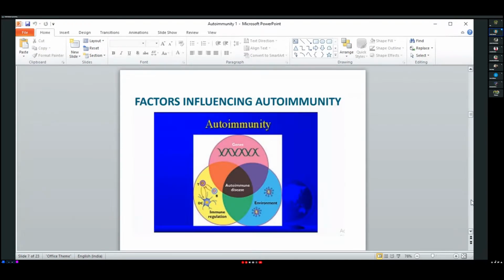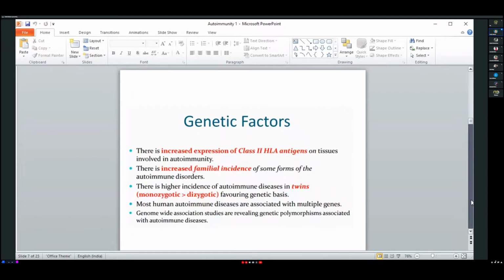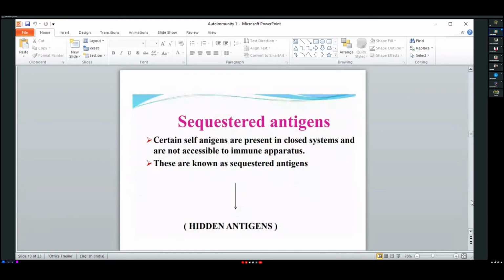As I mentioned, students, autoimmunity and the development of autoimmune disorders can result from various factors, starting from genetic problems, environmentally induced problems, and immune regulation problems. You can see over here, students, apart from the self non-self question, there are certain other reasons why autoimmunity can develop. These are known as the sequestered antigen.